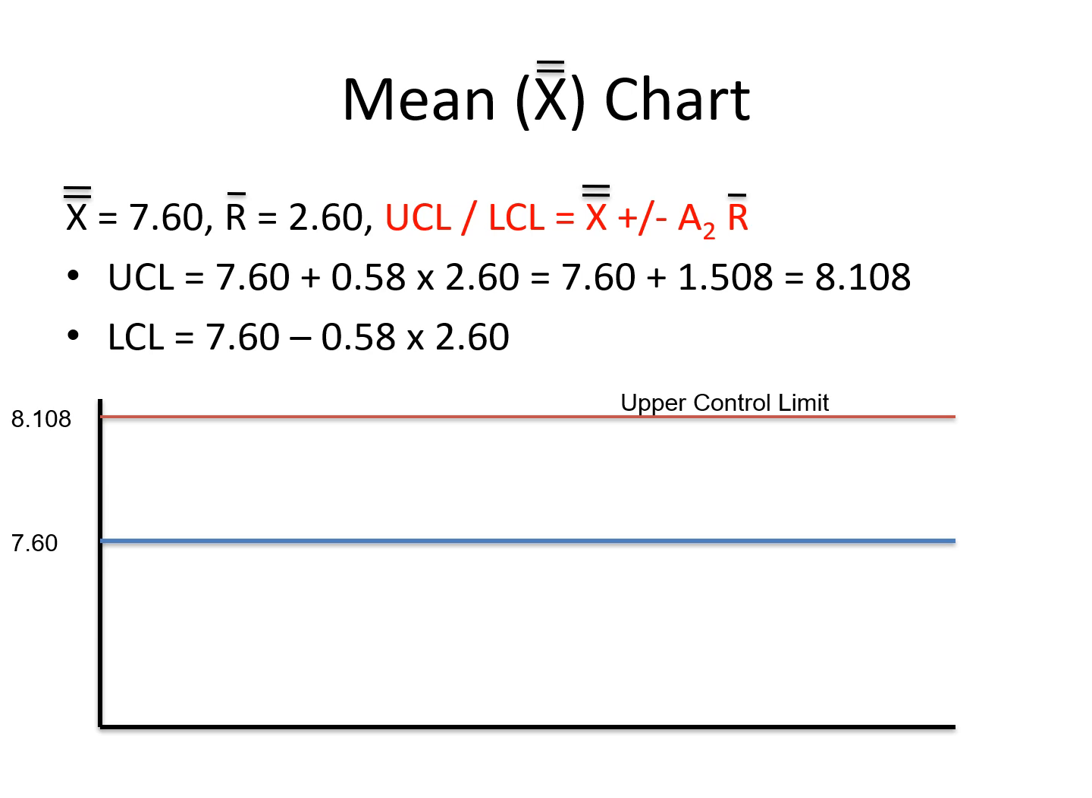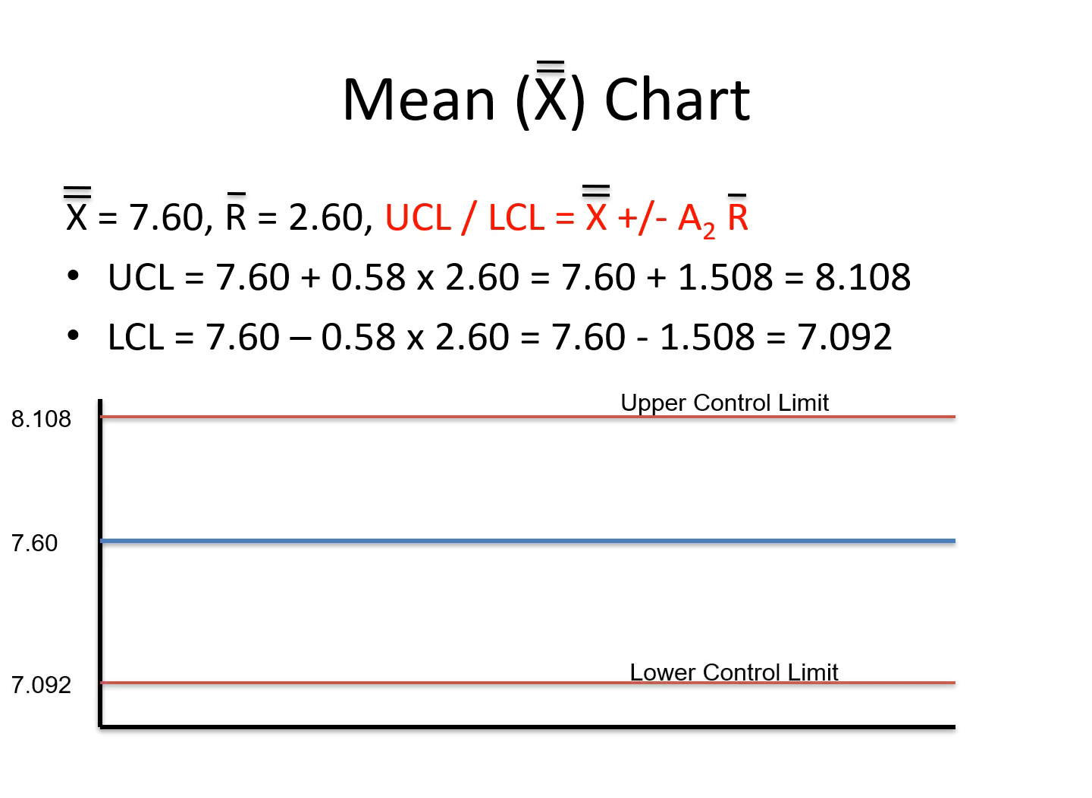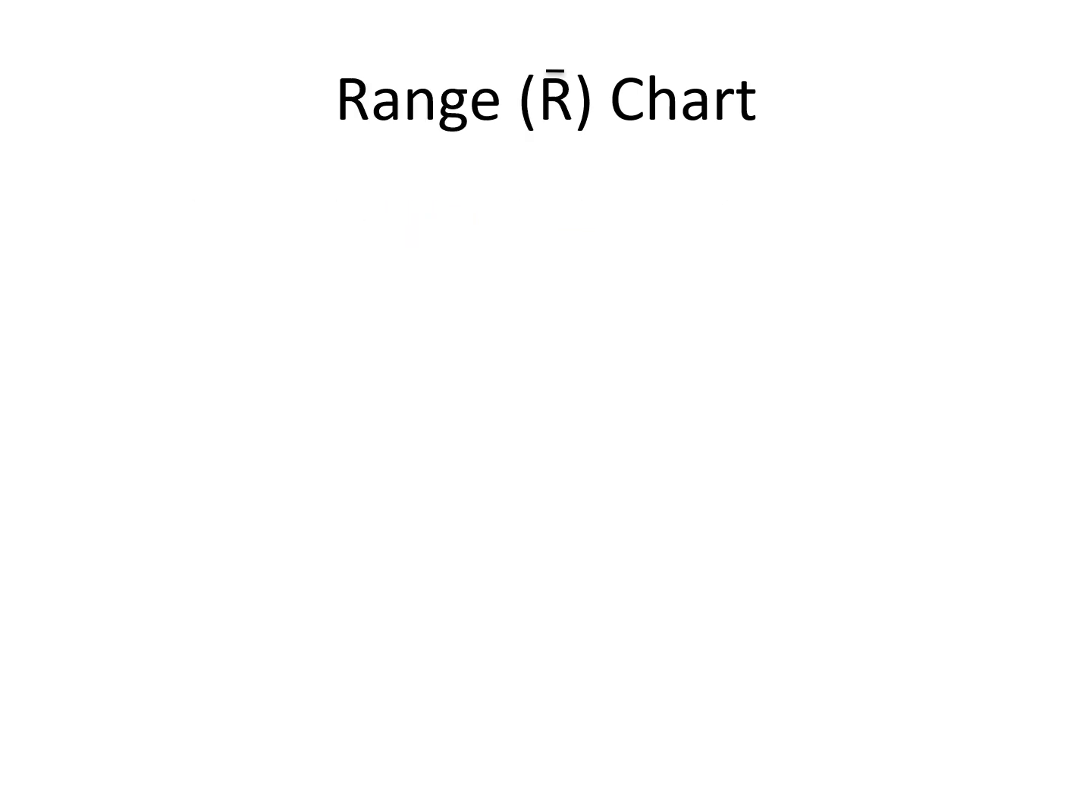Similarly, we calculate the lower control limit, which is 7.60 minus 0.58 into 2.60, which is 7.60 minus 1.508, which is 7.092, which becomes the lower control limit. So this is the basic chart.